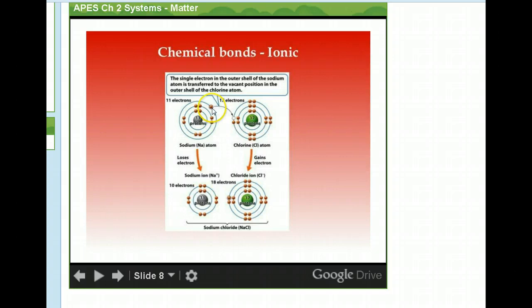Sodium's now also happy because it got rid of the one electron that was in its outer shell, and if you look at this shell here, this shell's full and happy. So by doing this ionic bonding, they both become happy. Sodium has a full shell, and chlorine has a full shell. So that's why ionic bonding works.